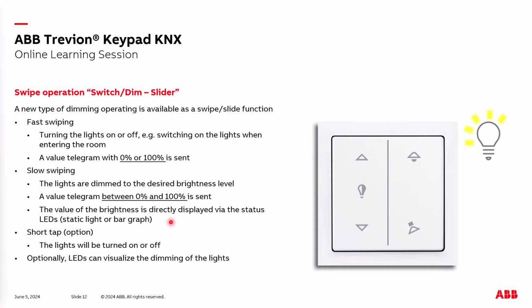The value of the brightness is directly displayed via the static LED here. So we can use it as a static or also a bar graph. This is what I would like to show you later. So you see here a value between 0 and 100%.